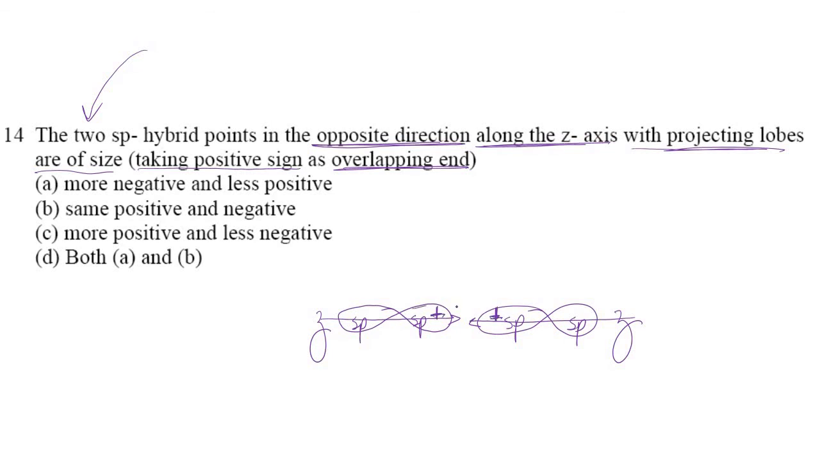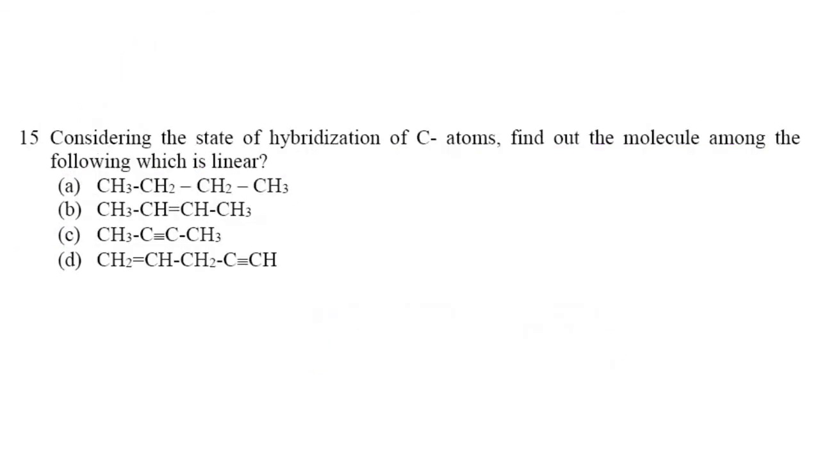So this is a positive sign and this also is a positive sign. If they overlap, this will overlap here and this will overlap here. Now we have to pick the correct answer. More negative and less positive, no, because the question is with respect to positive projecting lobes. Same positive and negative is also not possible. More positive and less negative, that is possible. So the correct option is option C. Is it clear? Fine.